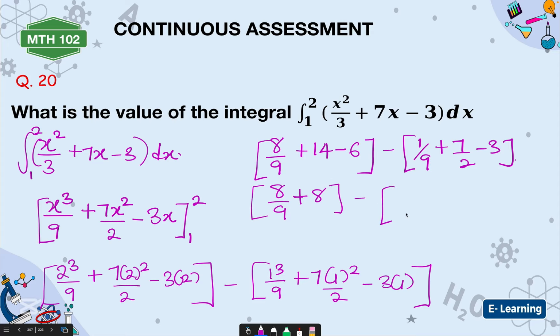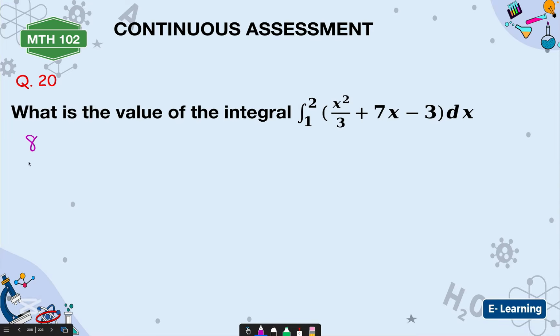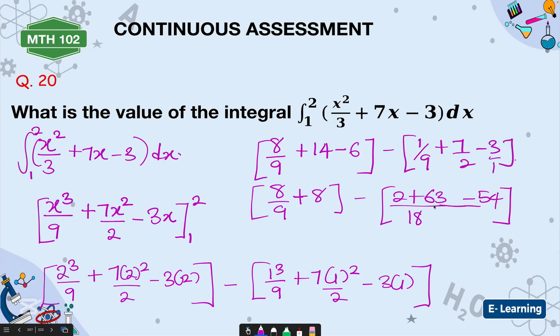So we have 8/9 plus 8 minus, what is the LCM of this and this? It is 18. So we have 18 divided by this is 2 times this is 2, plus 18 divided by this is, what would that give to us? 9. 9 times 7 is 63. 18 divided by 1 is 18 times 3 will give us 54. All right. So we have 8/9 plus 8 minus 18 divided by 2 plus 3 is 65.